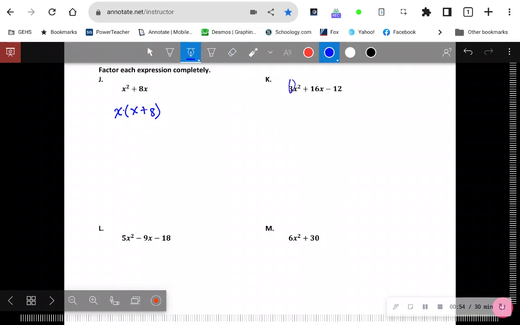The only number that goes into 3 is 3 itself, but 3 doesn't divide into 16. And you should also check down here and see if there's an x all the way down. And there's actually no common factor. So we're going to try to factor this the other way by using that star method I taught you in class. So this leading coefficient goes on the wings. Multiply the front and the back. Negative 36. And the middle number is 16.